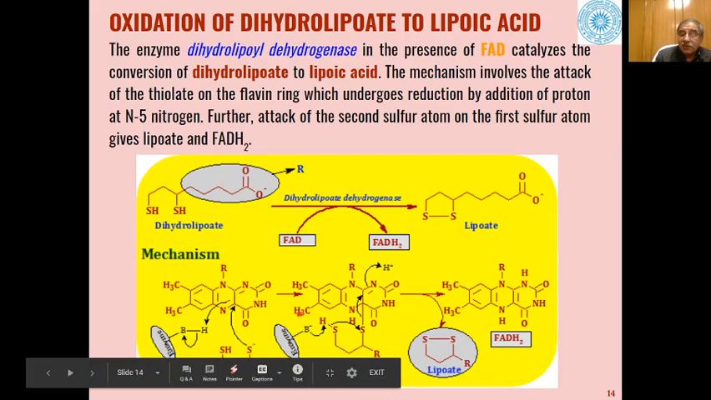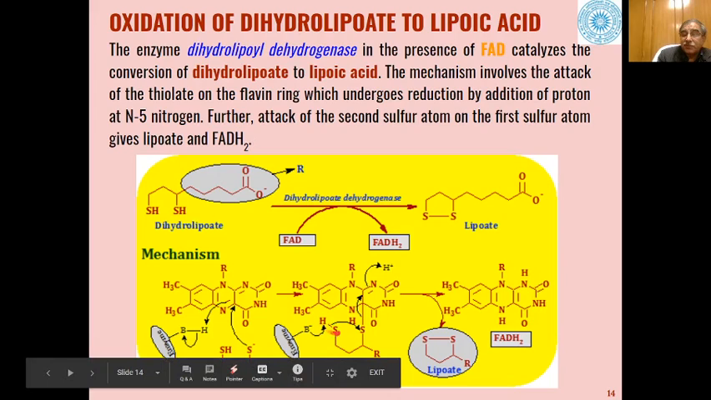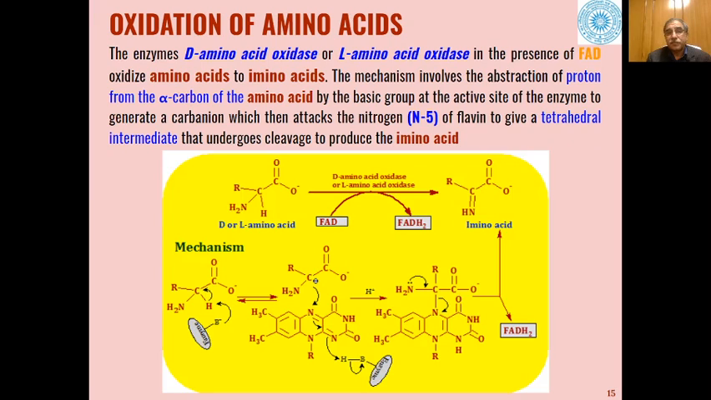Then in the next step, this will act as a base, active site of the enzyme will act as a base. This will abstract this proton, and cyclization will take place to give us lipoate as the product, and FAD will be converted into FADH2. So this is how oxidation of dihydrolipoate takes place.